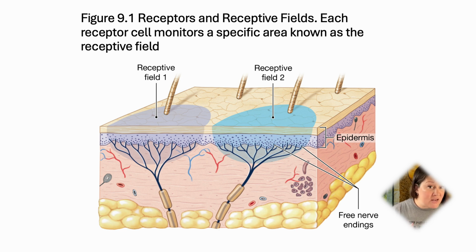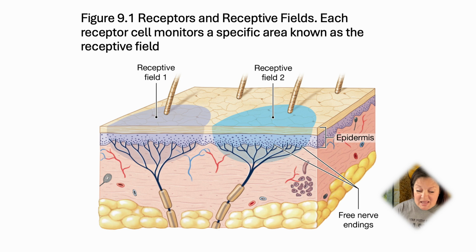So if I have many receptive fields, then I will be more sensitive to the information that I am receiving. Versus if I have few receptive fields like the back, then I would not be able to differentiate some of those finer details. So that's just a little fun thing to take note of: we perceive and interpret information differently depending on where we are.